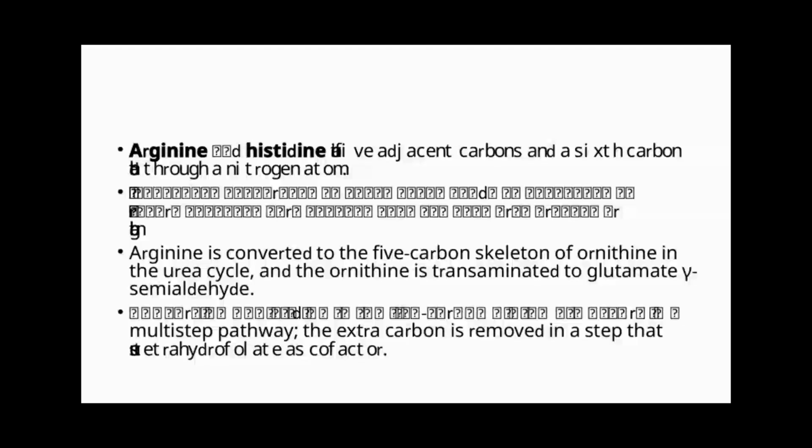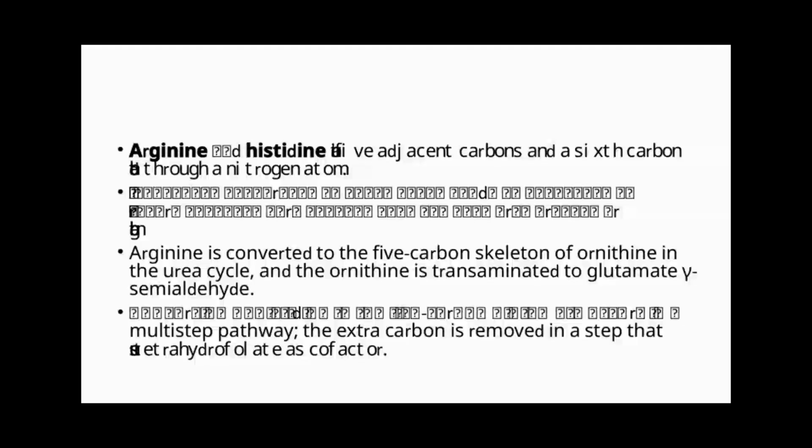Histidine's conversion to glutamate is even more intricate, involving multiple steps. One key point is that during this process, the extra carbon is removed, and this step requires tetrahydrofolate as a cofactor. Understanding these pathways highlights how the structure of amino acids influences their catabolic routes. This knowledge ties back to our overall theme of amino acid metabolism and how structural nuances impact metabolic complexity.